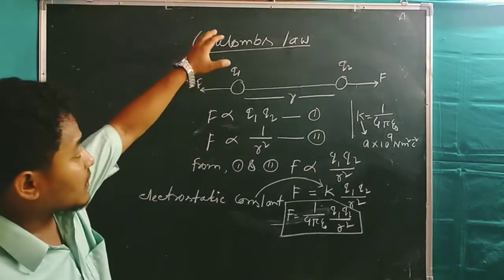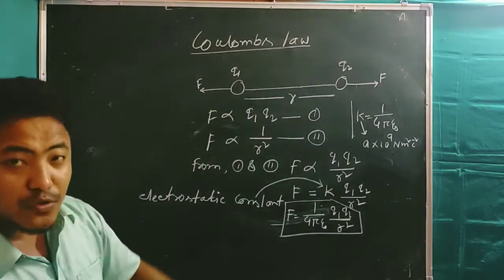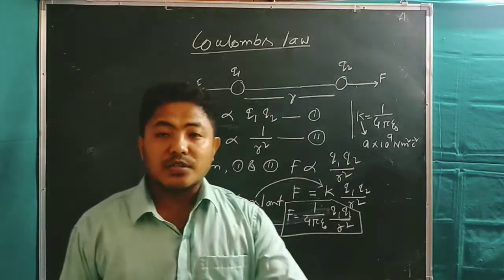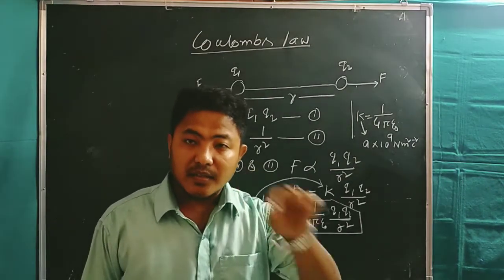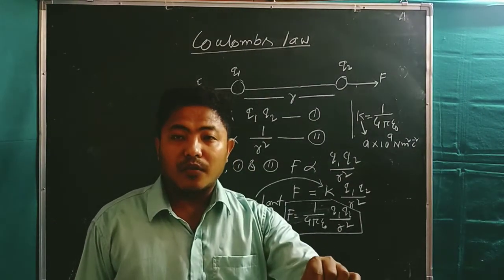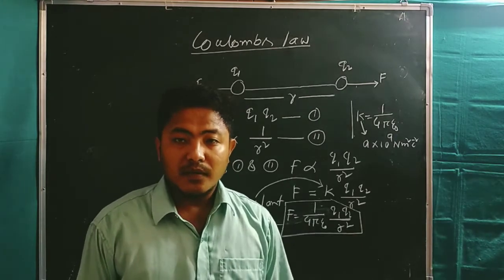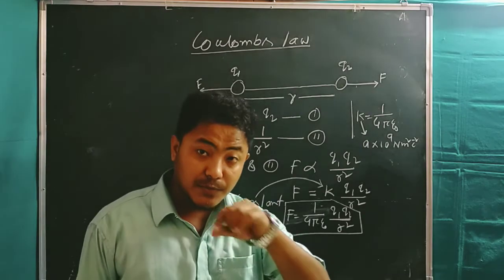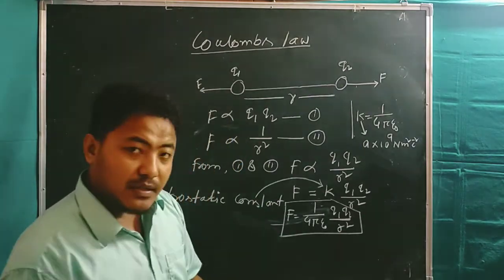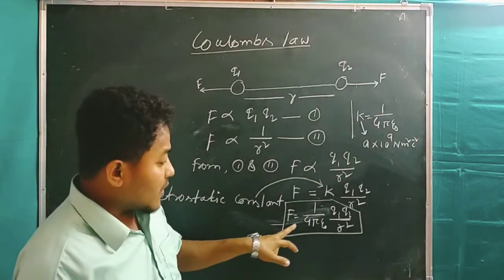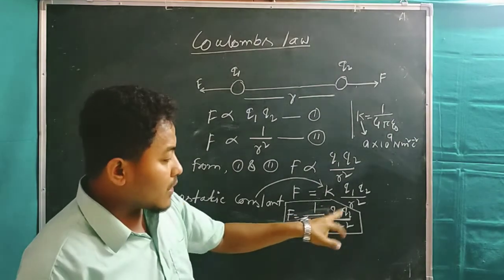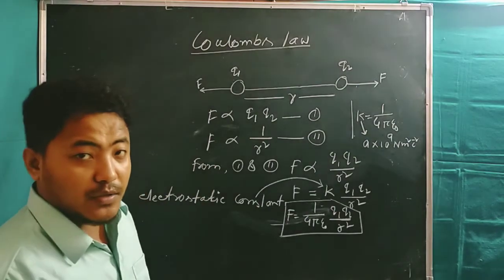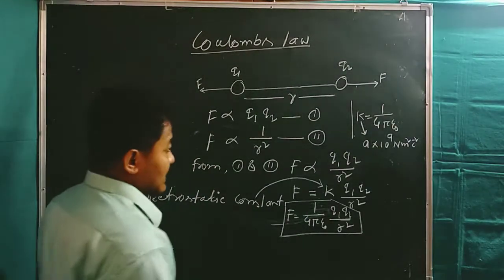So far we have got Coulomb's law. What does Coulomb's law state to us? That the electrostatic force between any two charges is directly proportional to the product of the two charges, and it is inversely proportional to the square of the distance between them, and it can be expressed as F is equal to 1 by 4 pi epsilon naught Q1 Q2 by R square.